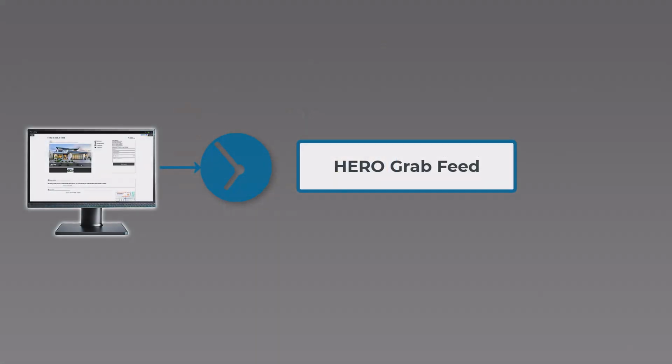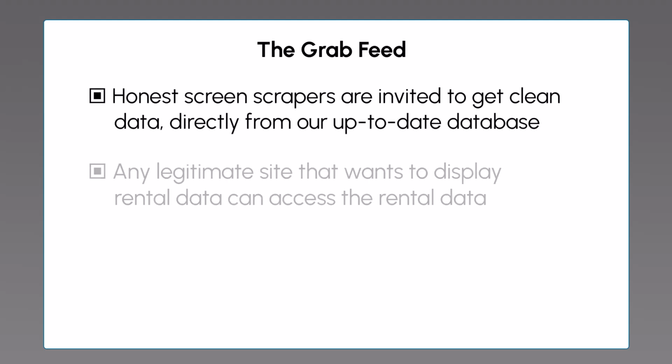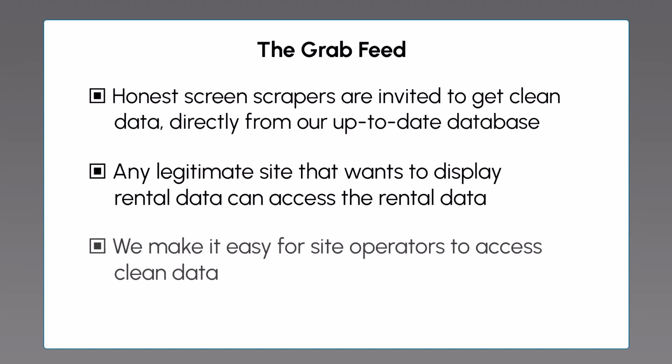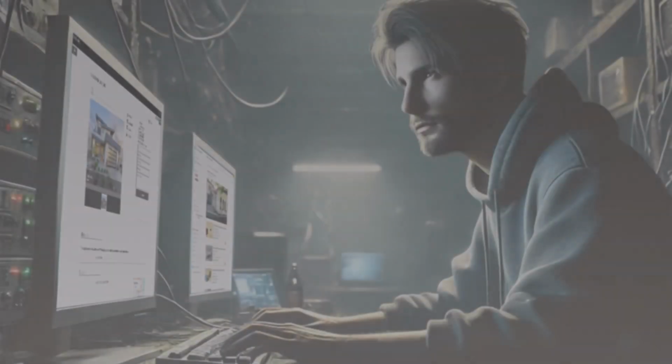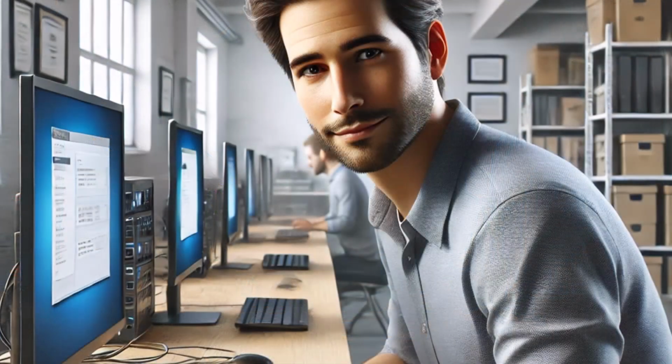To avoid these problems, Hero listings are included in what we call the Grab feed. The Grab feed is a clean copy of all listing data, organized and structured to make it easy for other sites to grab it and load it into their database. This way, they're getting accurate data and can update frequently. When we discover screen scraping, we offer legitimate sites the opportunity to use our Grab feed instead.